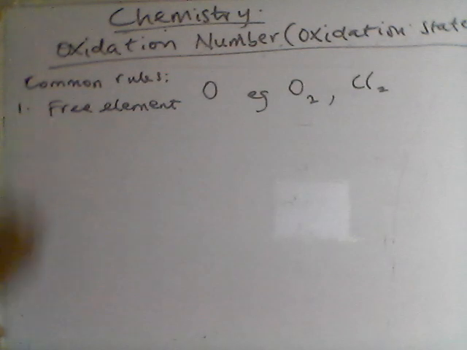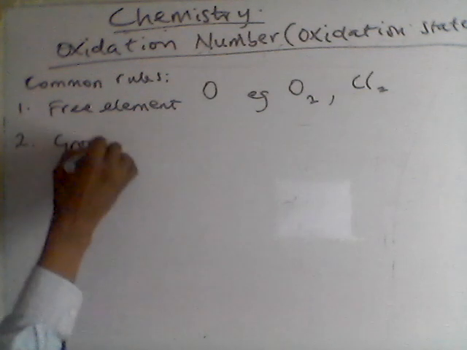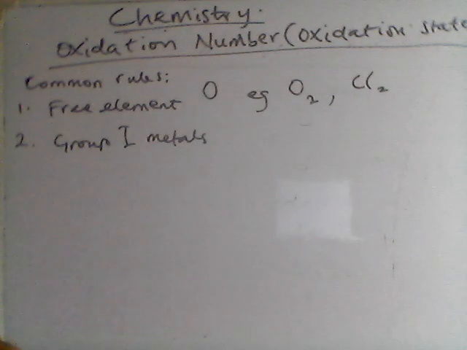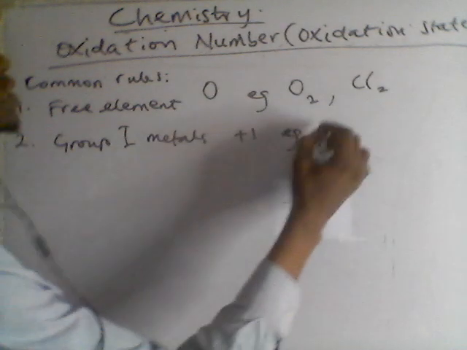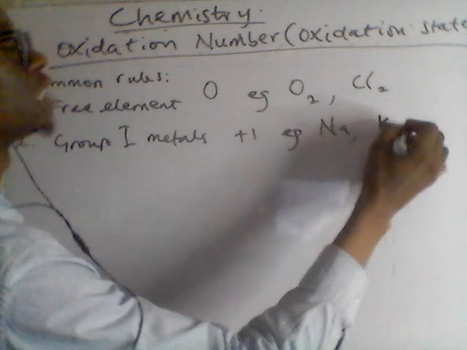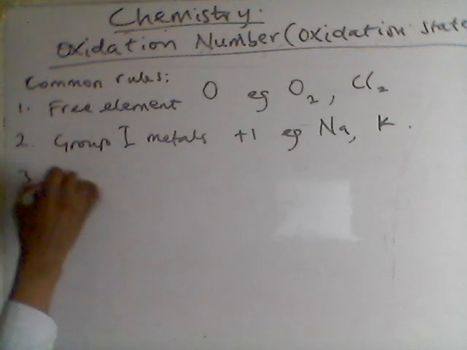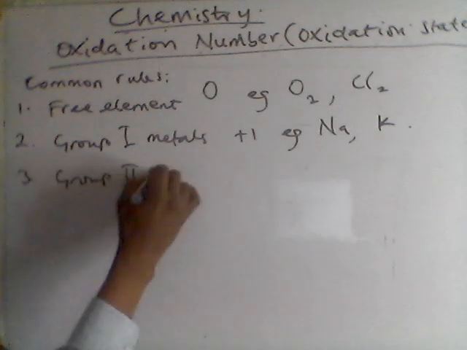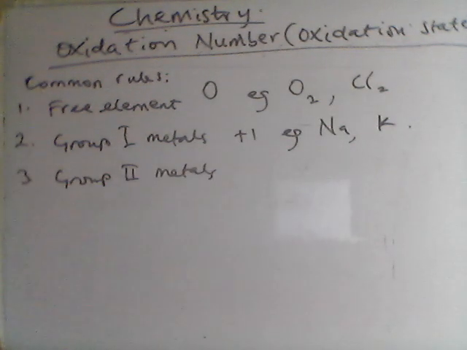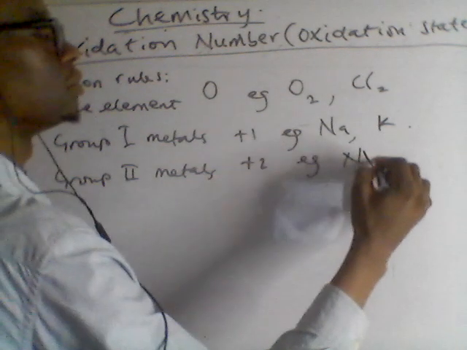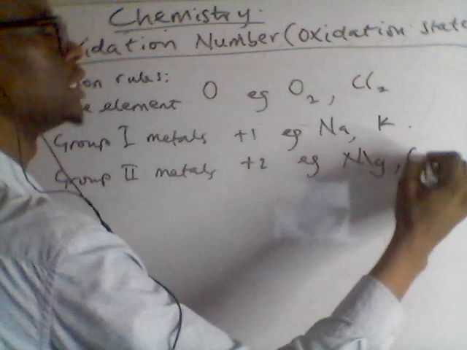Number two, group 1 metals. The oxidation number is +1 for group 1. Example, group 1 metals are sodium and potassium. The oxidation state is +1. For group 2 metals, the oxidation state is +2. Example is magnesium and calcium.